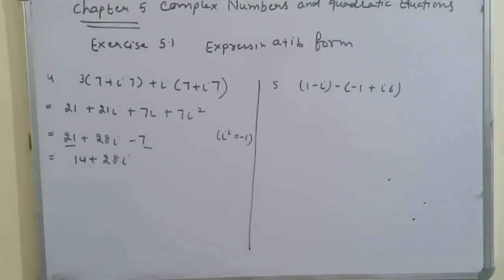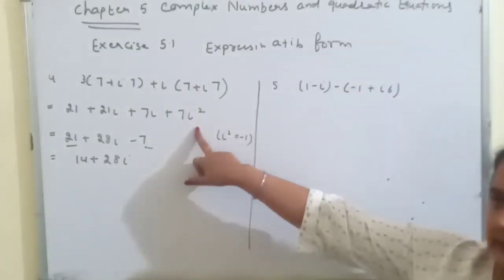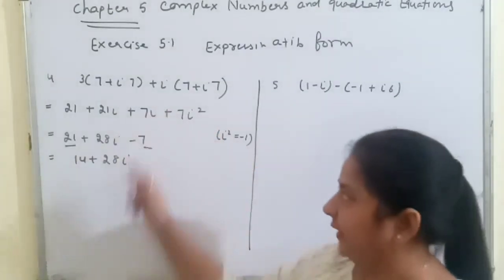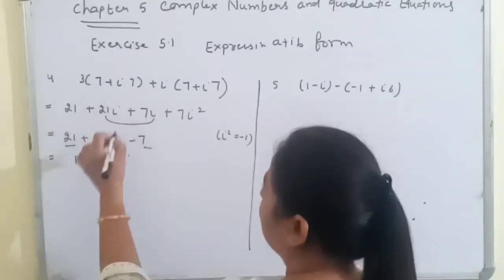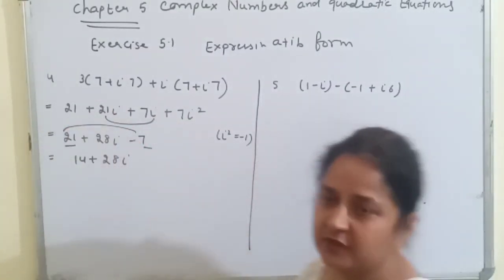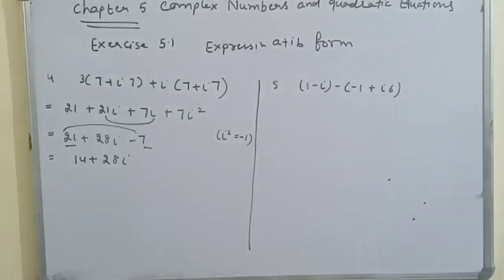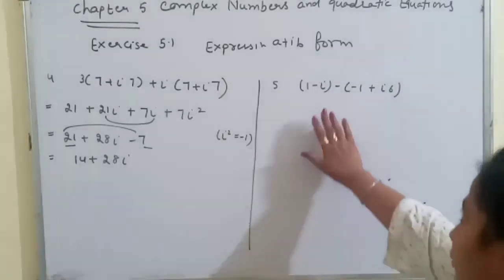The result for this is simply we have to solve the brackets. After that we have to substitute the value for the iota square and then collect the right terms. We will add iota values and then real numbers. This is the result for the fourth. Let's see how we can solve the fifth question. It is also very easy.